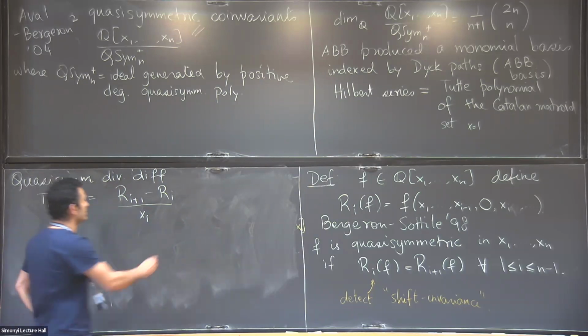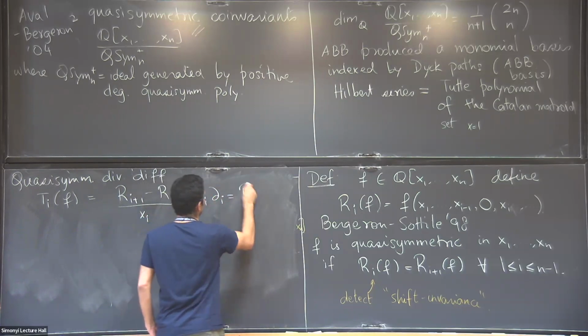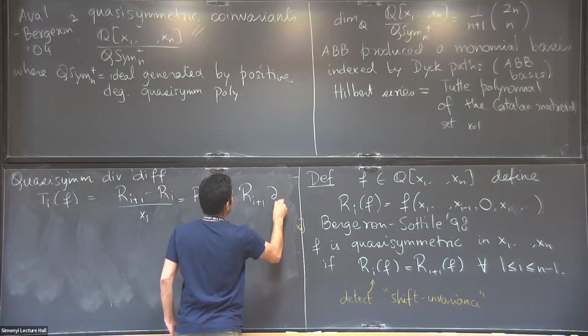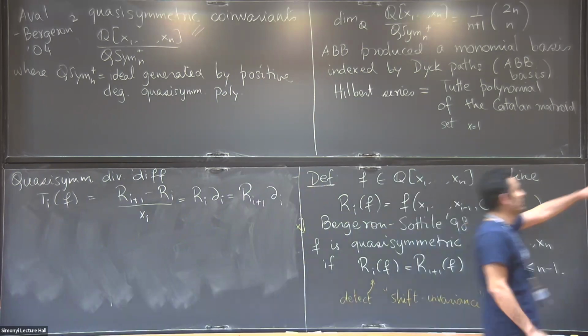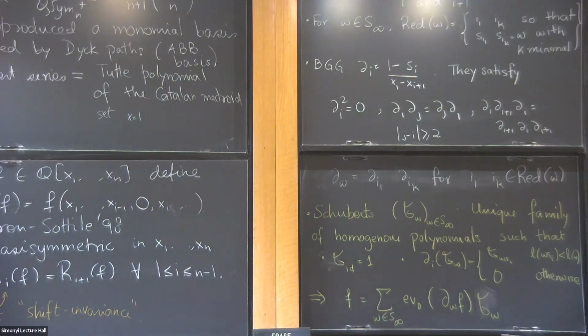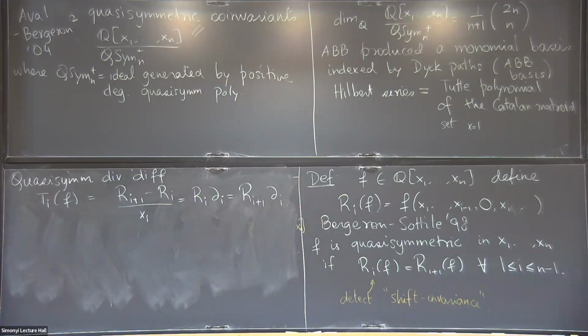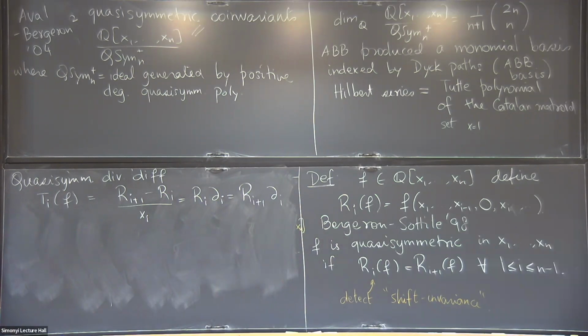Okay. And you can actually realize this as a composition of ordinary divided difference. Right, so this is the BGG divided difference up here, composed with the Bergeron-Sottile R_I map. So this is BS 98. Okay, so I'm calling this a quasisymmetric divided difference. There better be good reason for going with this name.